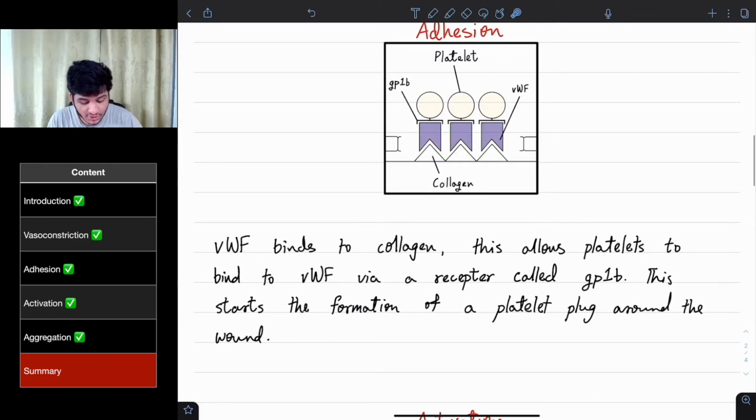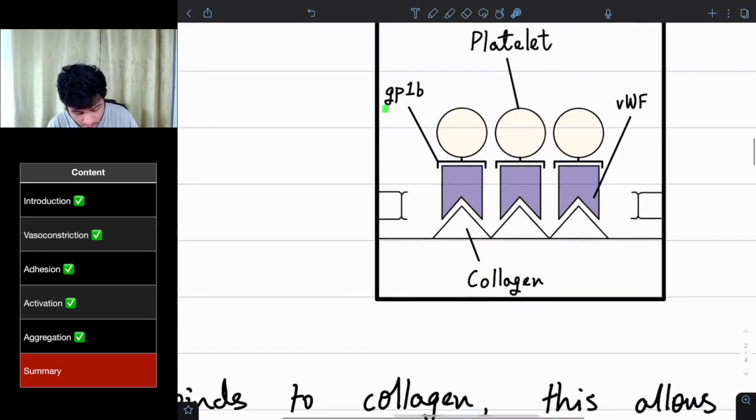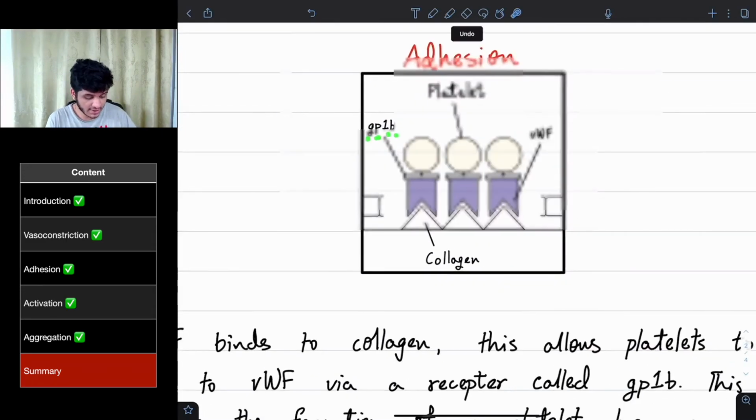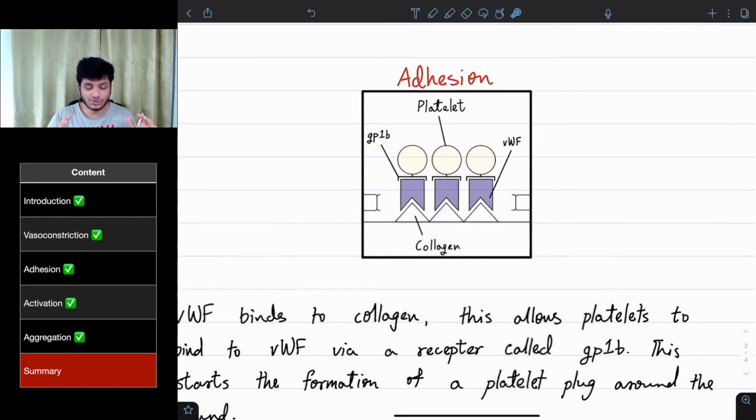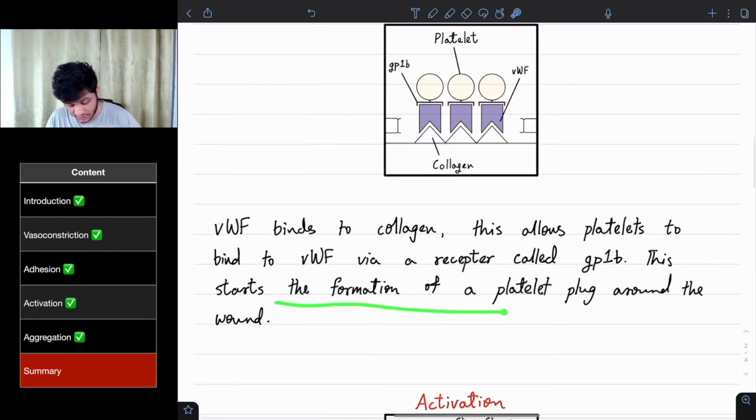And this allows platelets to bind to the VWF by a receptor called GP1B, glycoprotein 1B, okay? And this allows platelets to adhere around the wound. It starts the formation of a platelet plug.